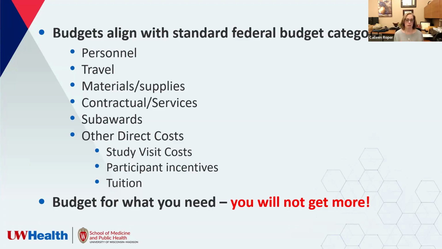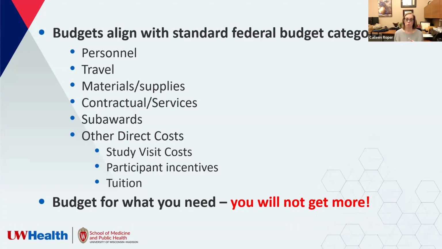And then some other direct costs that we can have would be study visit costs. Do we have procedures like lab draws or MRIs or CT scans or EKGs that are not part of standard of care and are only necessary for research? Those would fall under study visit costs. Participant incentives: are you paying your participants for their time and effort, an incentive to participate in the research? And do you have tuition?